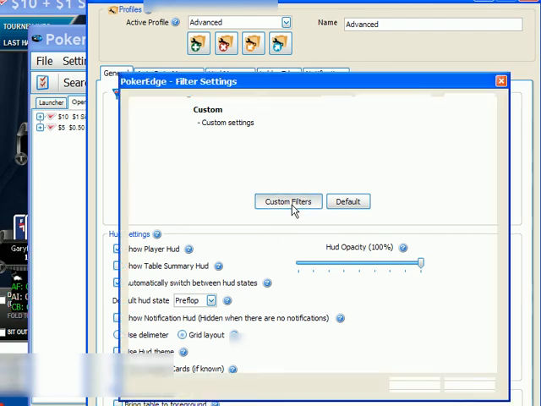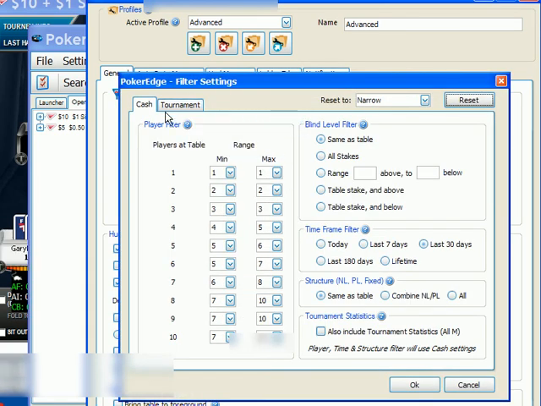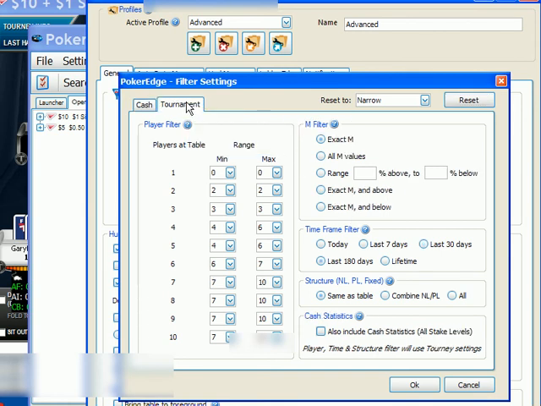I have the filters set separately for cash games and tournament play. I have it set to narrow for exact M and the last 180 days. I don't particularly care if they have 500 million hands tracked and what they do over the last 20 years of their life. I only care about the last few months. That shows me what they're doing well enough. I have it also set to the specific game type as the table. I have only tournament stats for tournament play.